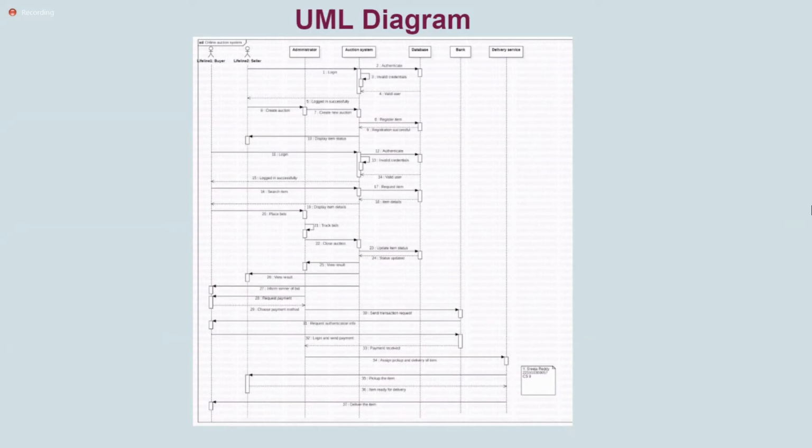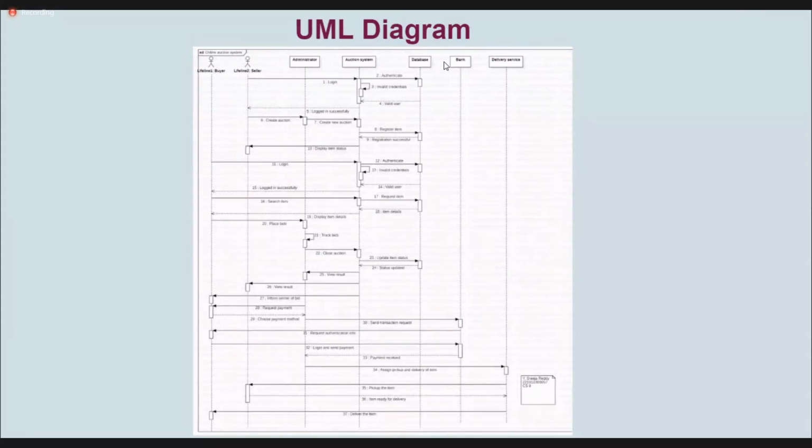After that, the seller tries to create an auction. Then the auction system sends a message to the database to register the item. After registration is successful, the auction system displays the item status to the seller. Then the buyer tries to log in to the auction system, and the same procedure is continued.